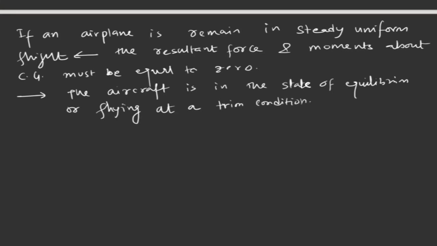So these are the desirable properties for an aircraft. On the other hand, if the resultant forces and moments do not sum to zero, then the airplane will go through some motion, which is basically translational or rotational motion.